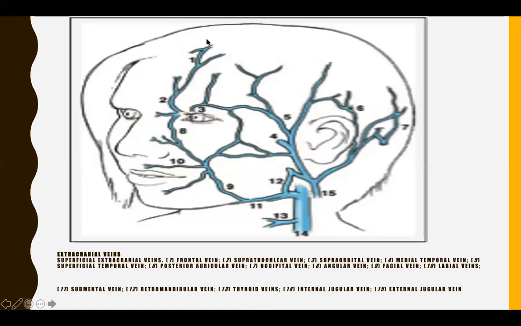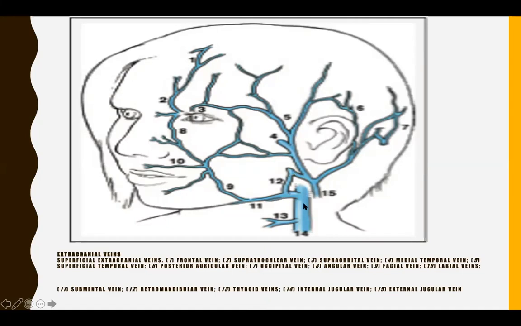This is the frontal vein. The frontal vein continues as the supratrochlear vein. The third one is the supraorbital vein. It continues as the angular vein. The eighth number is the angular vein. This is the labial vein, the superior and the inferior labial veins. Then it continues as the facial vein, and this one is the submental vein. This is the common facial vein.